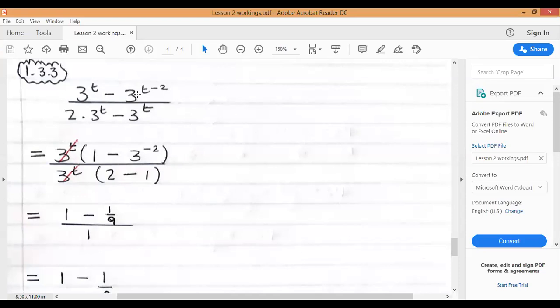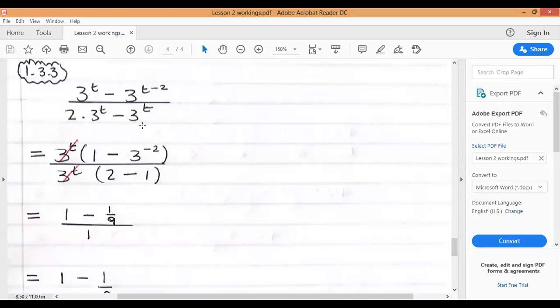So what is common between these two terms? It's 3 to the power of t, right? Because now when you take 3 to the power of t out, you must remain with 1 here, right? Then negative. Here now, guys, you must have what? 3 to the power negative 2. Why? Because when multiplying the same bases, you add the exponents. So when you add the exponents, it's going to be t plus minus 2. It's the same as t minus 2. I hope it makes sense.